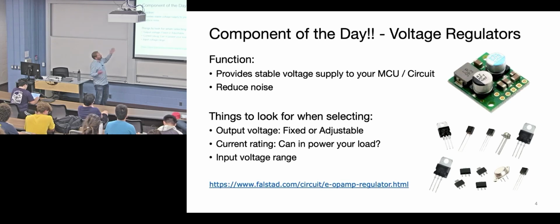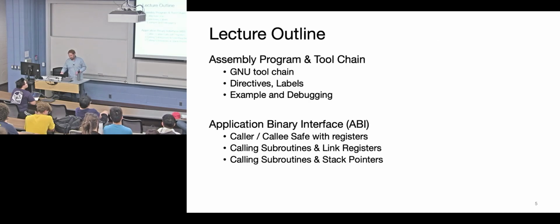There are a huge variety of these things. Is the output voltage fixed or adjustable? Sometimes you put a resistor on there to define the voltage. They have different current ratings. They have different input voltage ratings. So if you need to power something, you've got a battery, you've got a microcontroller, you have to put something in between. It's going to be a voltage regulator. Any questions?